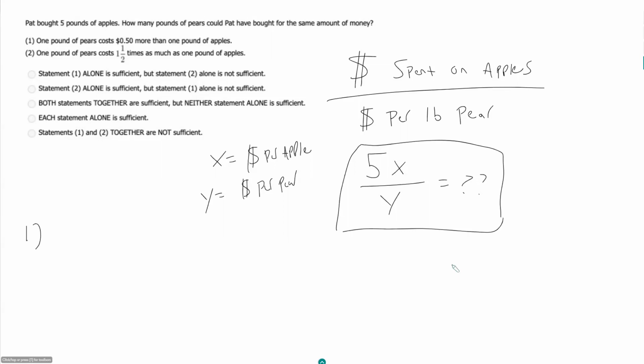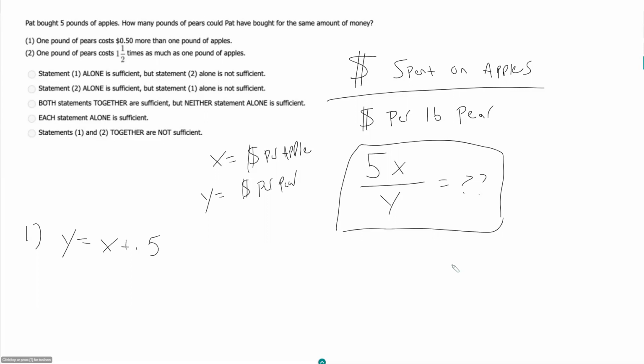1 pound of pear costs 50 cents more than 1 pound of apple. So what is that telling us now? That is telling us X, or I should say Y, is equal to, so a pound of pears is equal to X plus 50 cents, so 0.5.